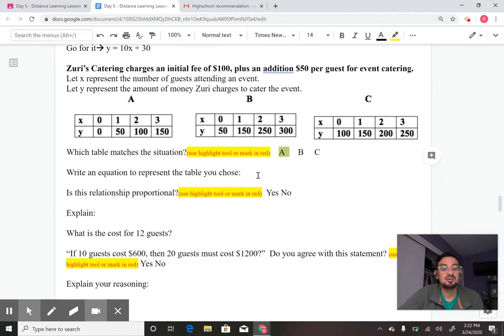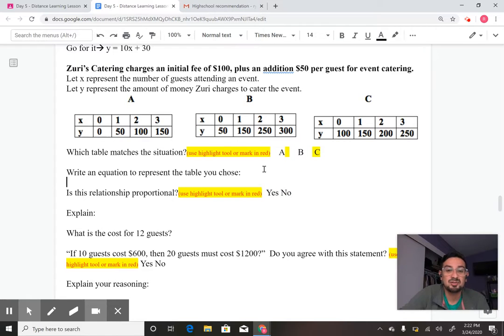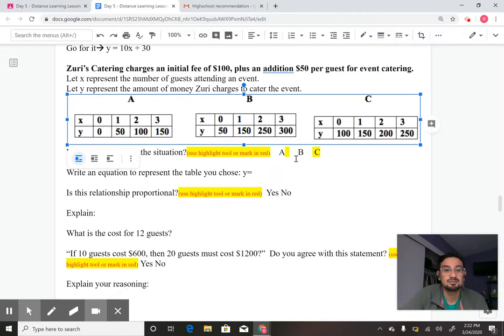Write an equation for the table you choose. Let's choose the one... Oh, I highlighted A there. So it should be C. Okay, so write the equation for the table you choose. Let's choose that one. Y equals... you can see the Y is going up by 50 here. The X going up by 1, 50 over 1, so it'd be 50x plus 100. Ooh, what happened there? 50x plus 100.